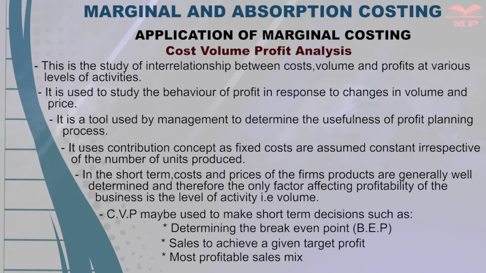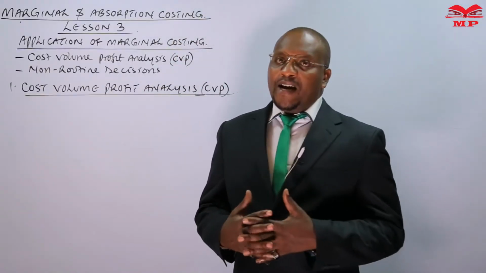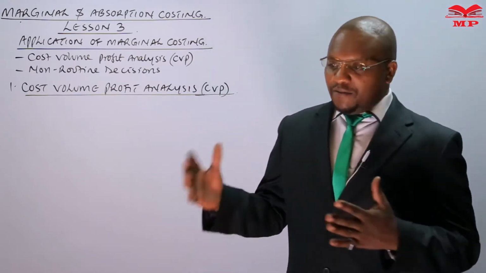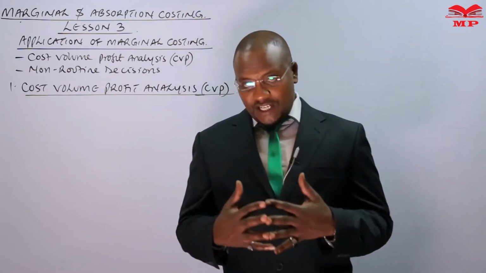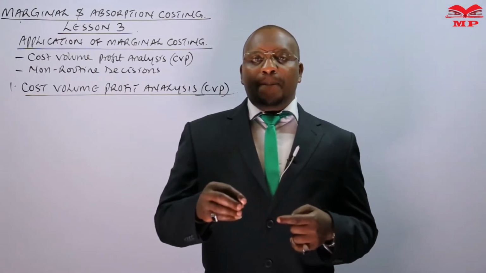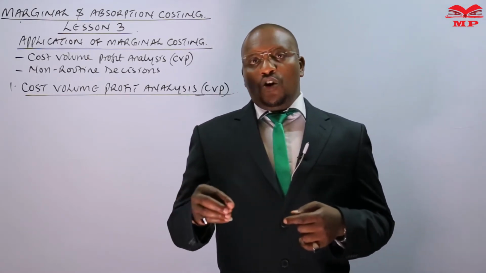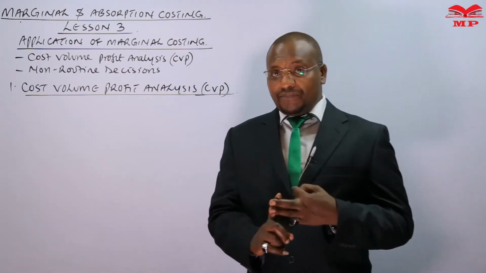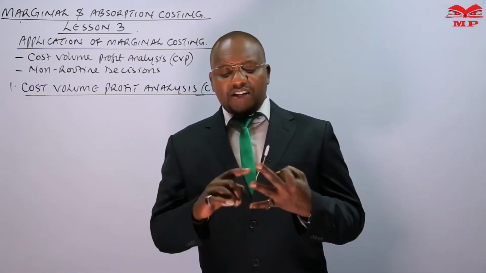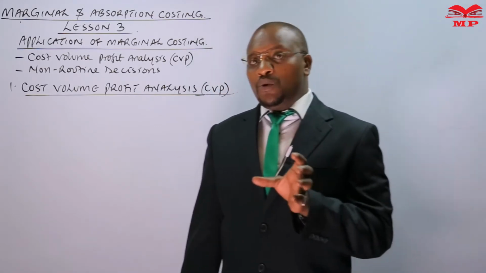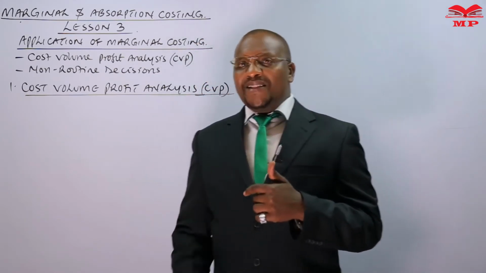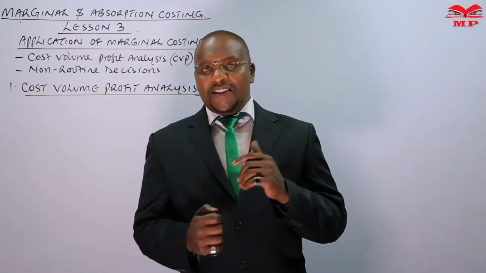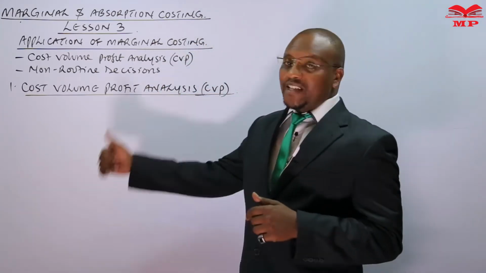Now, we are saying that CVP is an approach and a technique that we use to study the interrelationship between the cost, volume, and profit. In actual sense, profit is a function of some determinants like the cost, the price, as well as the volume. Should any of these change, then the profit will also change. So when we are looking at the relationship and the effect of these changes on profit, then we can say that we are using the CVP.